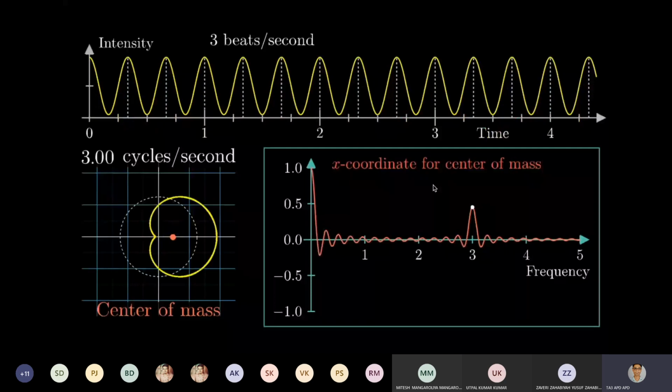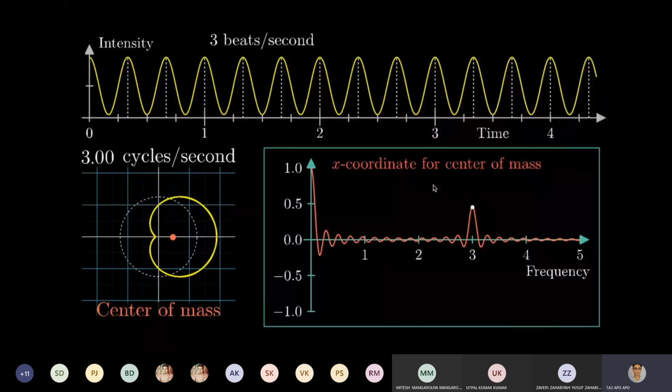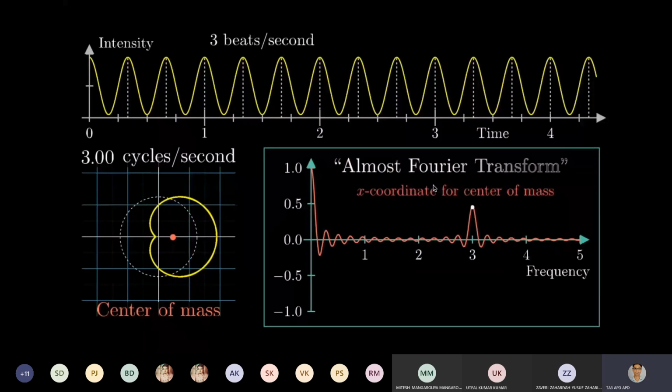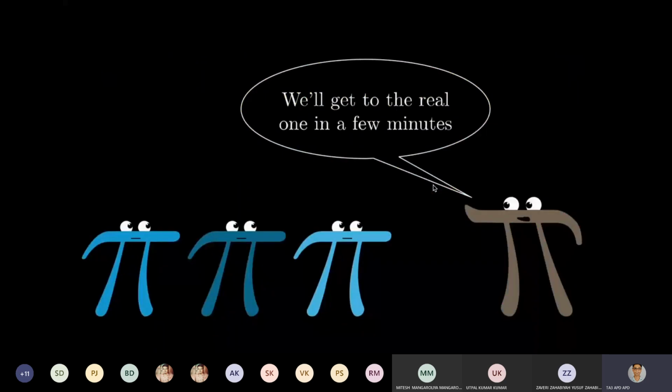Our main focus, as far as frequency decomposition is concerned, is that other spike. The full plot is what I call the almost Fourier transform of the original signal. There are a couple of small distinctions between this and the actual Fourier transform, which I'll get to in a couple of minutes. But already, you might be able to see how this machine lets us pick out the frequency of the signal.